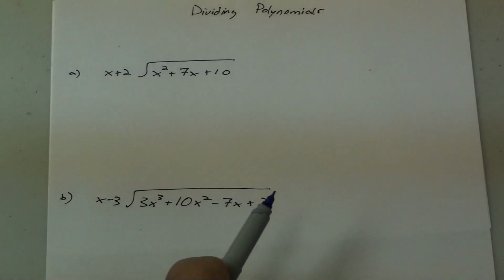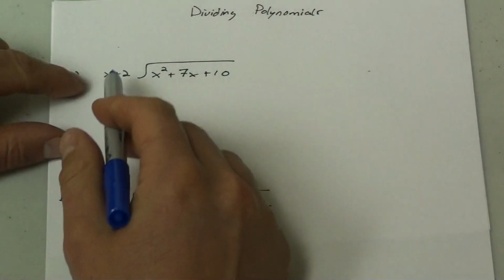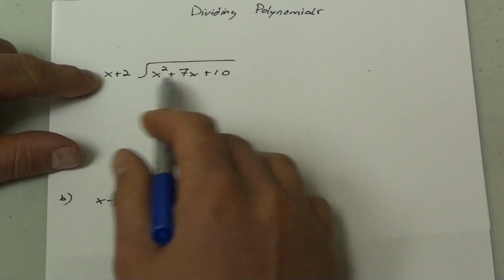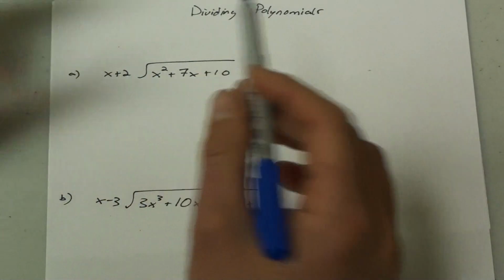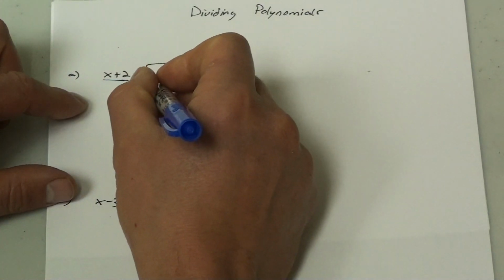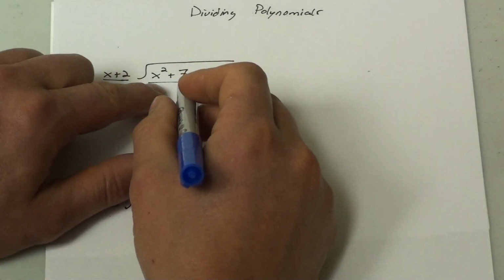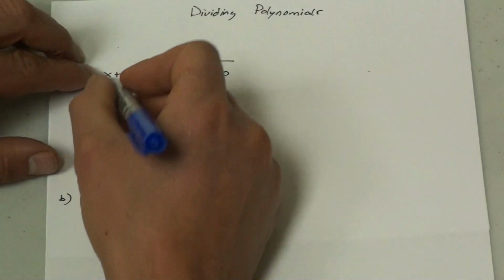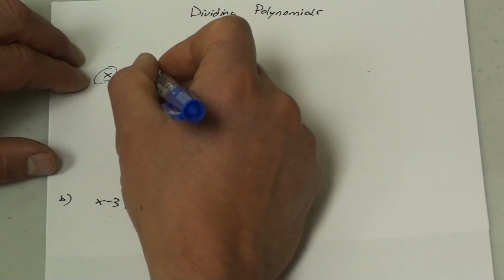A short lesson on how to divide polynomials. Okay, so I have x plus 2 and I want to divide it into x squared plus 7x plus 10. So what I'm going to do is look at the first digit into the first digit of it.